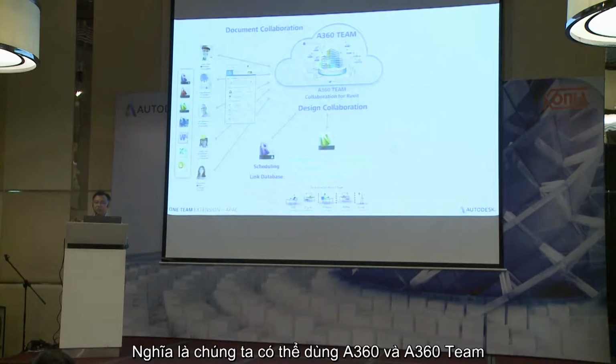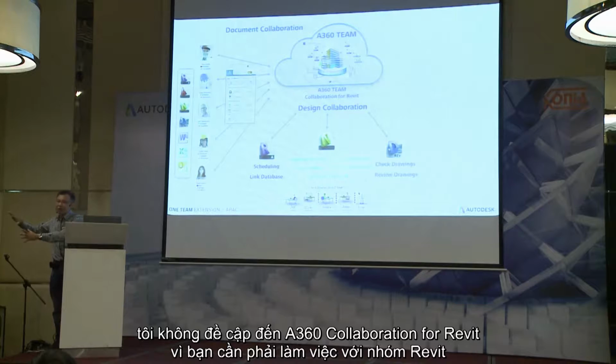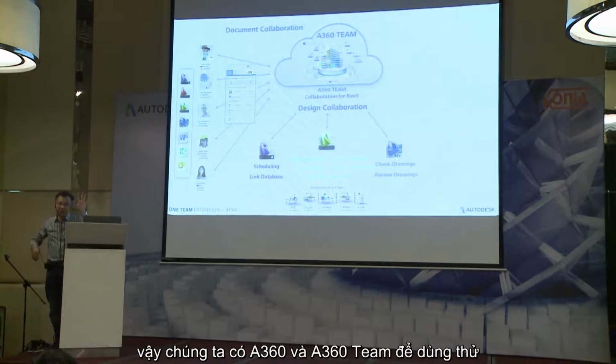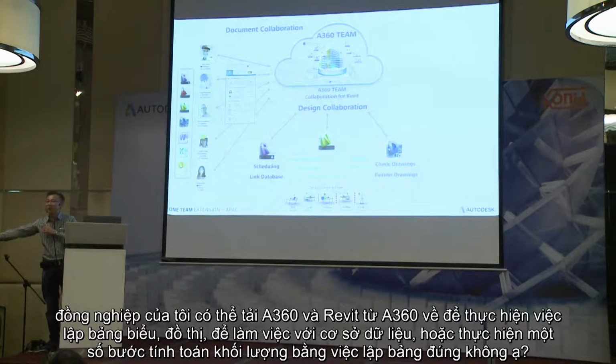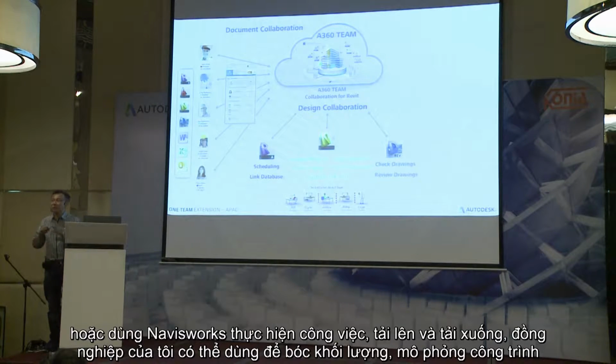That means we can use the A360 Team. I didn't mention A360 for collaboration because you need to work with the Revit team. Okay, so we have the A360 and A360 Team to try. We can work, for example, if I use Revit, I upload the Revit model to A360. My colleague can download the Revit model from A360 to do the scheduling, to link with the database, or do some quantity takeoff by scheduling, right? Or use Navisworks, upload and download, and my colleague can use it for clash detection for construction simulation.